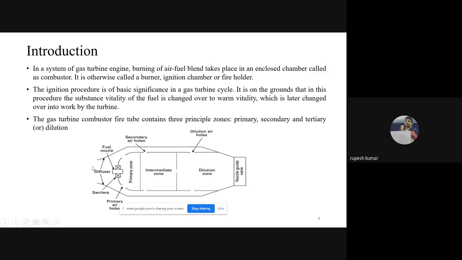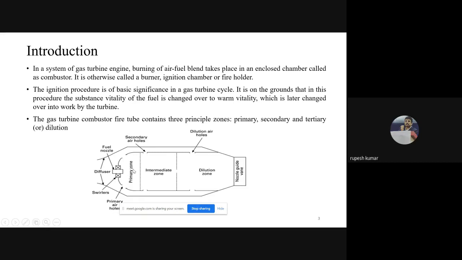So here you can see the picture of a combustor. In the combustor, we have this fuel nozzle, and we have a diffuser here. And as I told, it has three zones: one is the primary zone, the intermediate, which is called the secondary zone, and the dilution zone. So what is the use of all these zones? We know that the combustor is the main part of the gas turbine engine where the combustion of fuel and air takes place. The primary zone is the initial stage of combustion, where the fuel and air get mixed for combustion purposes.